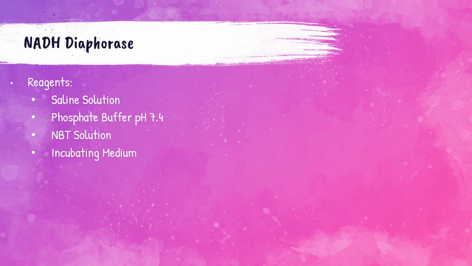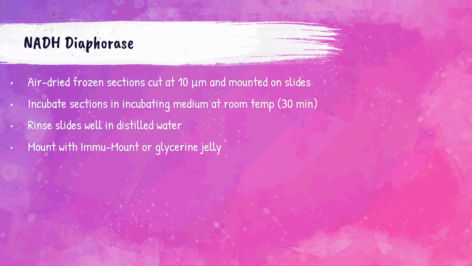Reagents needed for the NADH diaphorase technique are saline solution, phosphate buffer at a pH of 7.4, NBT solution, and incubating medium. To perform the technique, frozen sections should be air-dried and cut at 10 microns and mounted on slides. Sections should be incubated in the incubating medium at room temperature for 30 minutes. After the 30-minute incubation, slides should be rinsed in distilled water, then mounted with Immumount or glycerin jelly.